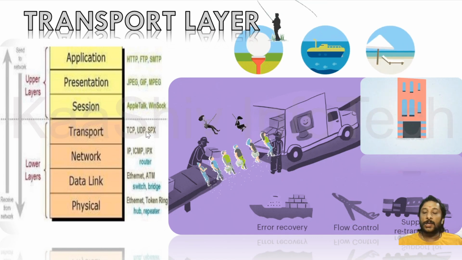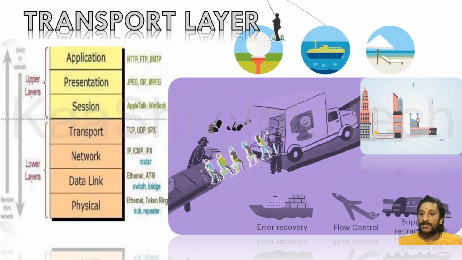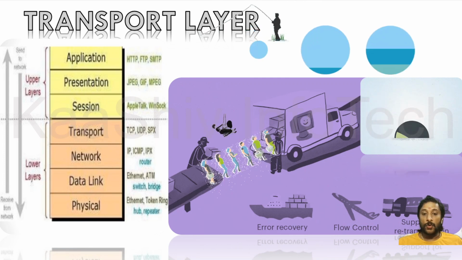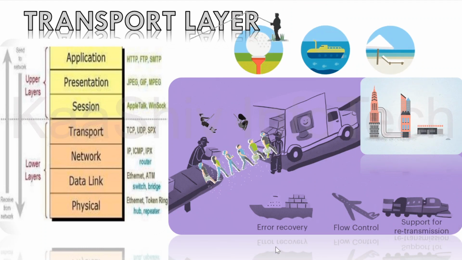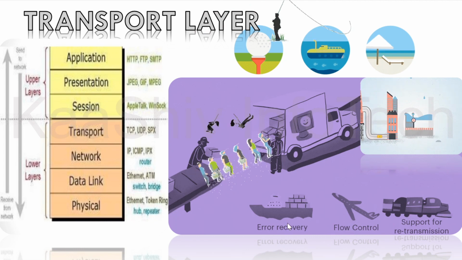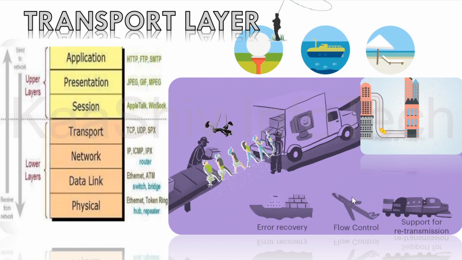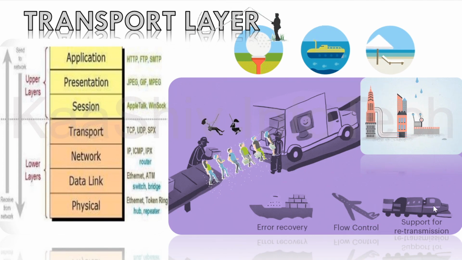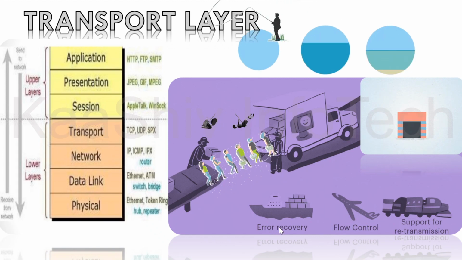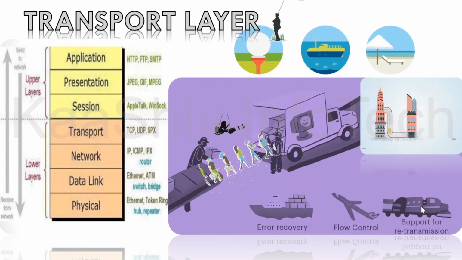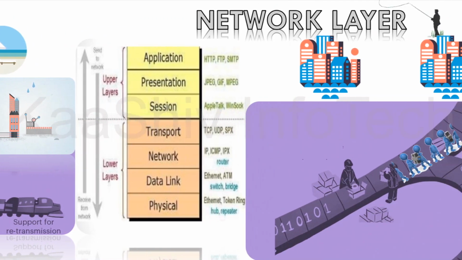So TCP, UDP and SPX are there, and we should think about the very important features. The features which we need to consider are error handling and error recovery. If there is any error, how are you going to recover from it, how are you maintaining the flow of data, and how are we going to support retransmission? If any error occurred, I want to retransmit the data, so how are we going to do that? That is how your transport layer works.